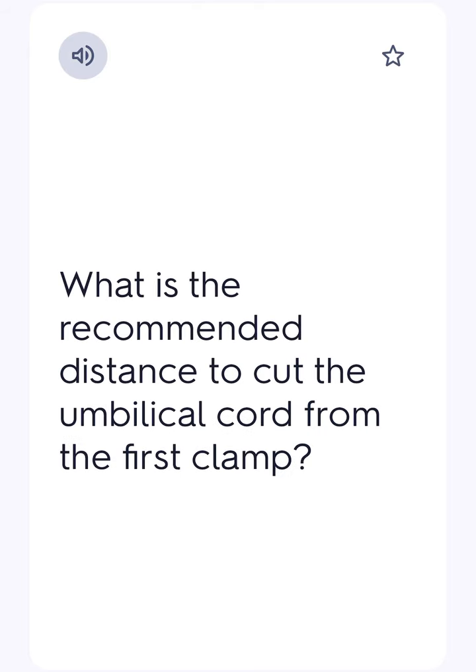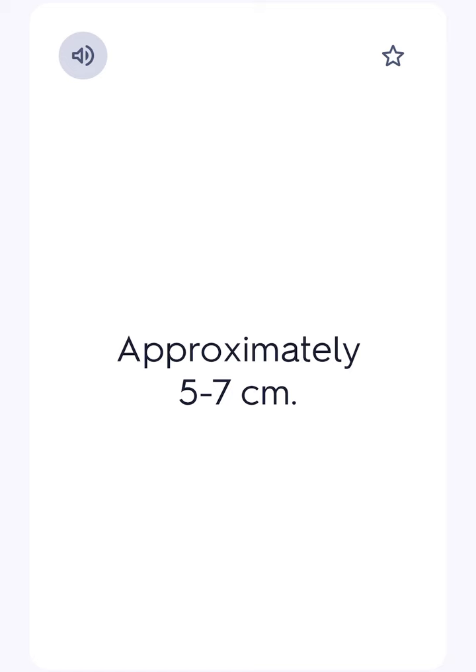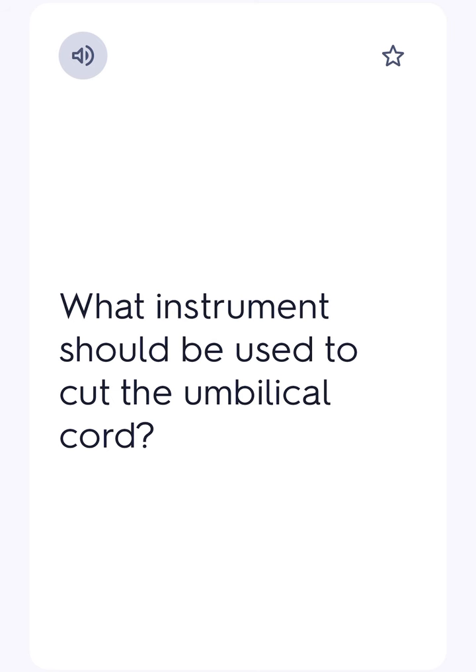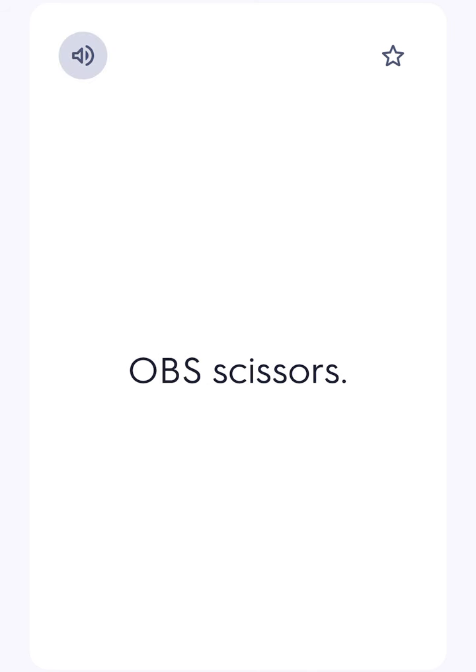What is the recommended distance to cut the umbilical cord from the first clamp? Approximately 5 to 7 centimeters. What instrument should be used to cut the umbilical cord? OPS scissors.